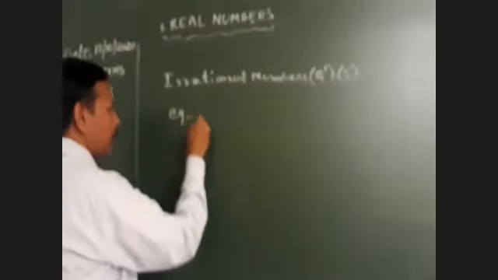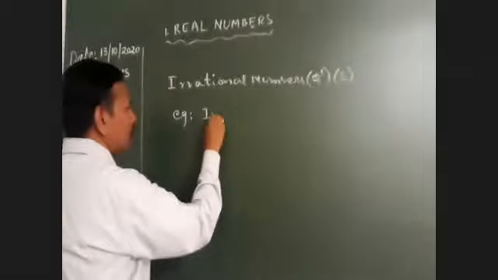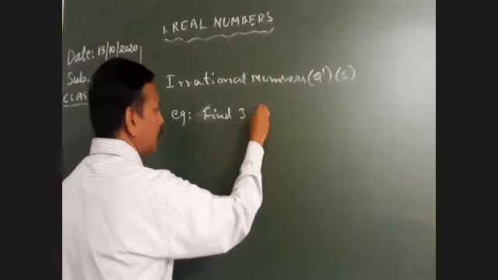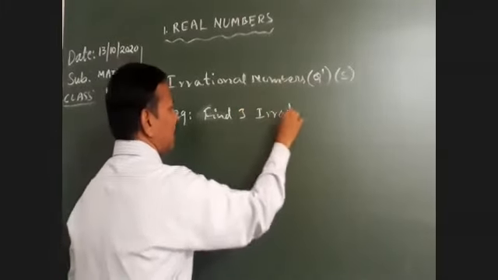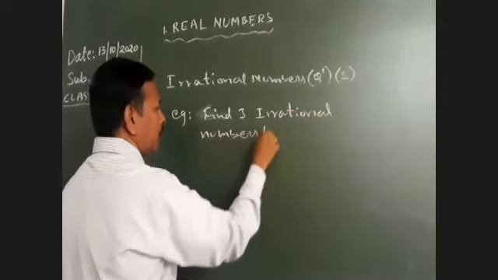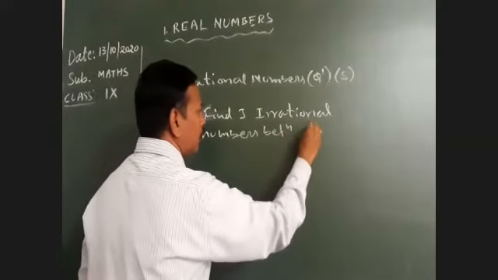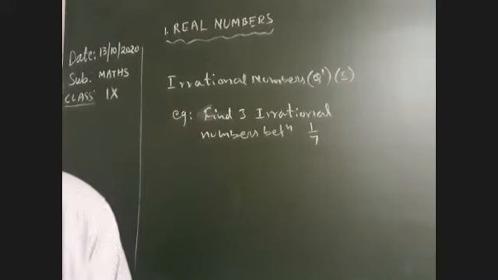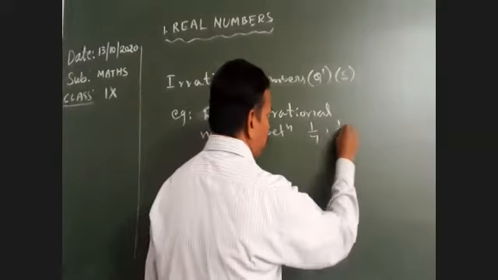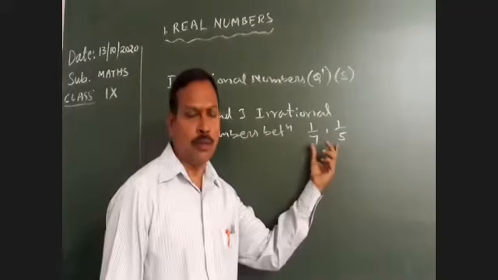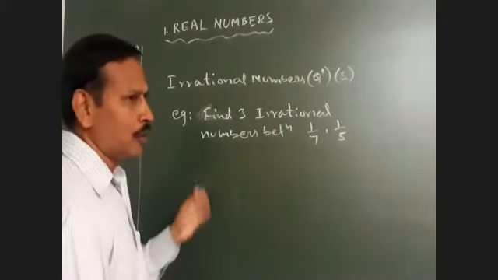Suppose, for example, I'll take one example. Find 3 irrational numbers between 1 by 7 and 1 by 5. These two are rational numbers. Between these two rational numbers, how to find irrational numbers? Two or three or four, whatever.